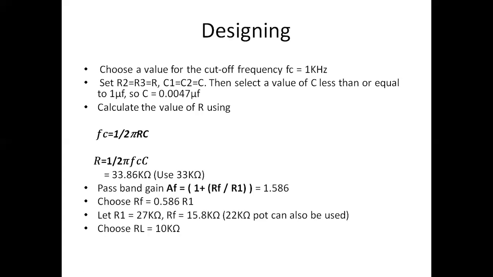So as I told you, for a Butterworth filter, it is fixed at 1.586. So we have the gain equation for a non-inverting op-amp: 1 plus RF by R1 is equal to 1.586. So we can choose a ratio, the relationship between RF and R1 like this. We can choose any value of R1 and accordingly find RF. The load resistance can be kept fixed at 10 kilo ohm. So this is how you are going to design the circuit.